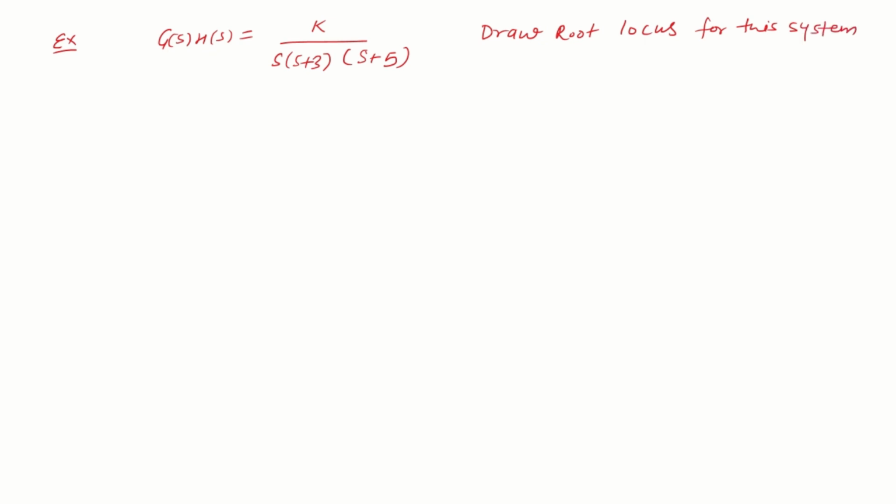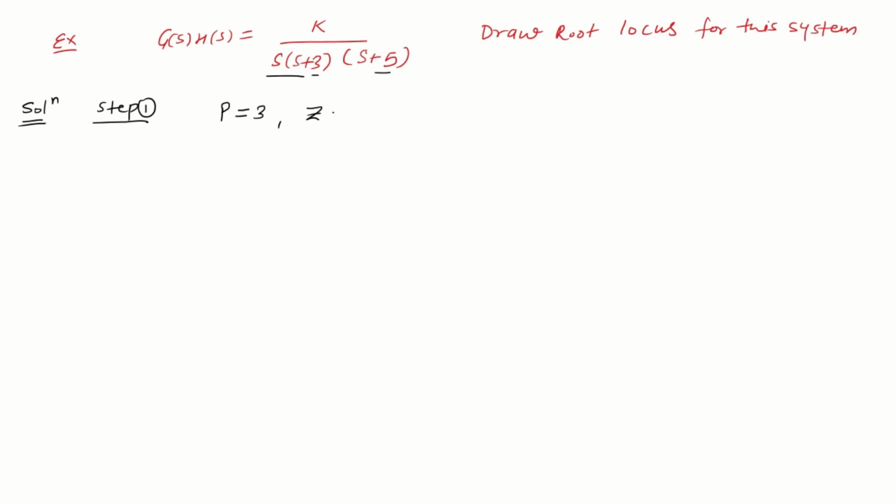Now, to draw the root locus for the system, we already discussed in the previous lecture that there are some rules or steps to construct the root locus. So, in the first solution, step 1 is, first of all, we will need to calculate how many poles are there in this question. So, we can say that s is equal to 0, s is equal to minus 3, s is equal to minus 5. There are 3 poles. So, the value of capital P is 3.